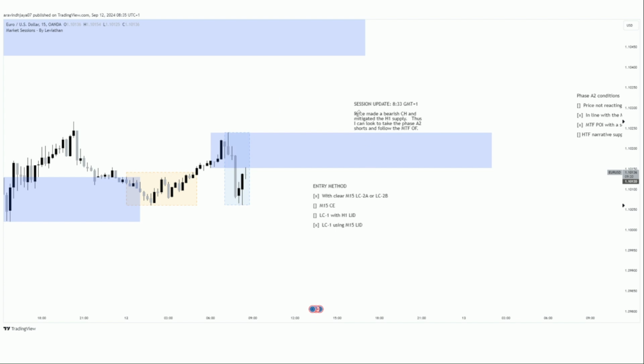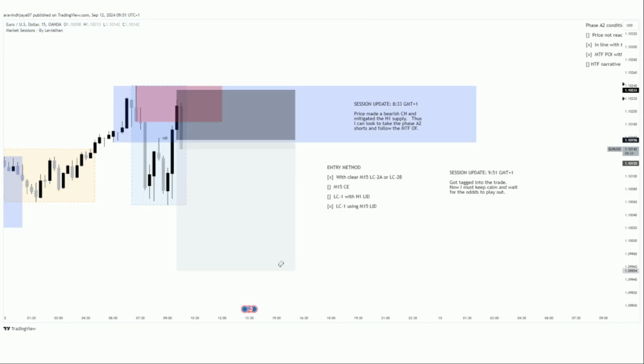At 8:33, price made a bearish chop. Okay, fine. Entry method is LC2A or LC2B, or with LC1 using M15 lit. M15 lit means the price would come down, form a fresh M15 lit, then I could use that M15 lit and then I can use LC2A. And yeah, it happened actually. Price made a fake break and then there is this lit which was created. Price took the lit and price started to come down.